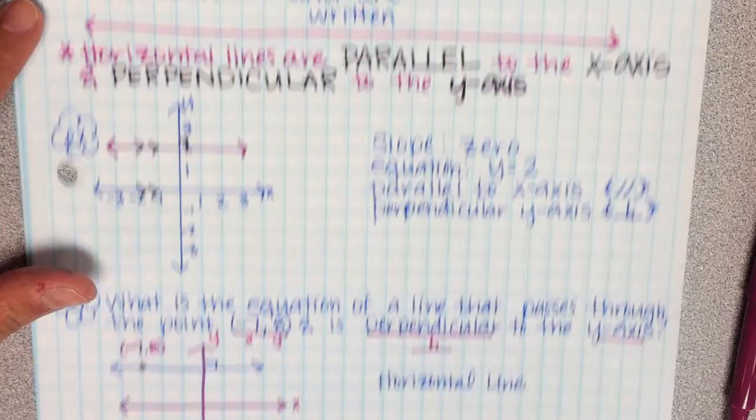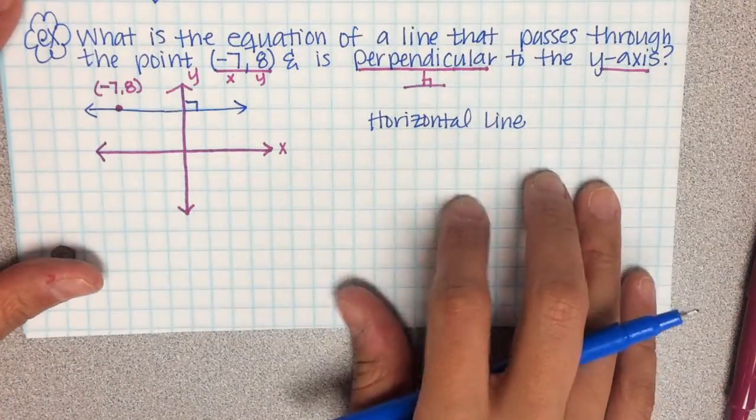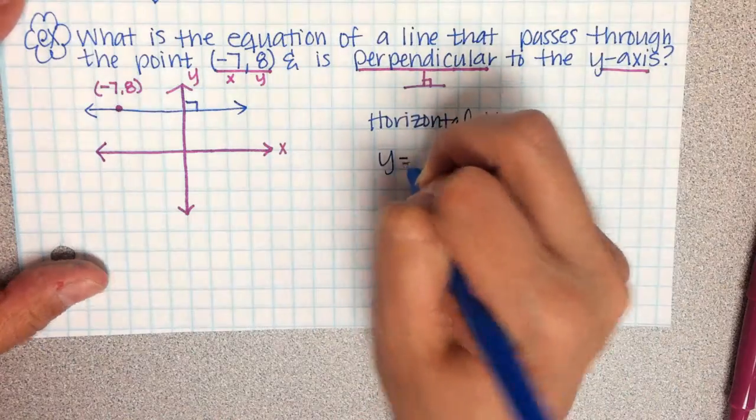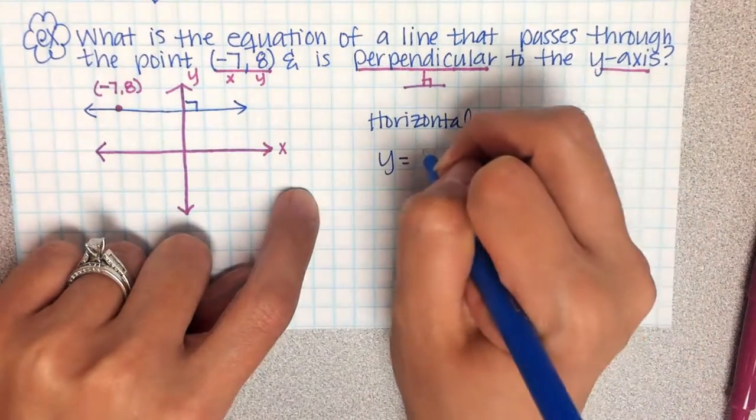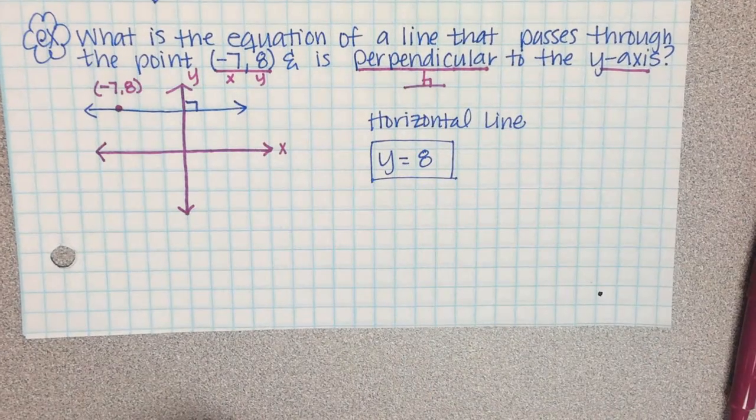So our horizontal line equation is y equals the y value. So y equals my y value of 8. There's your answer. All right, next we're going to look at vertical lines.